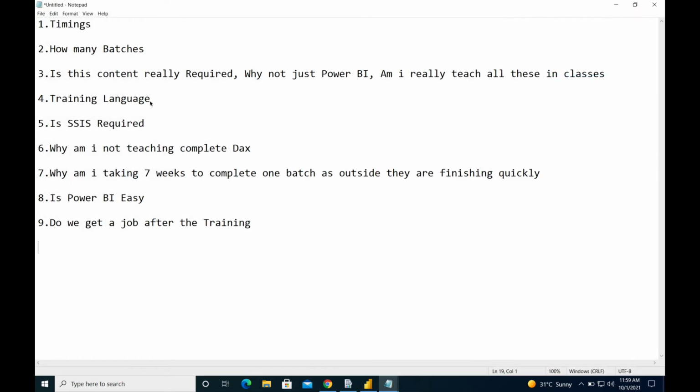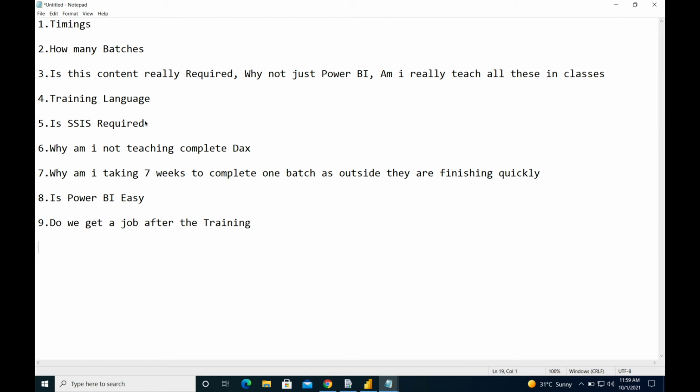The training language is English, but I am from Andhra Pradesh. I know Telugu. I also speak Tamil. So if someone would like to discuss in Telugu, yes, I can explain in Telugu in the classes. Or if that's not possible, I can also connect with you personally. I'll call you and explain that. So that will not be any problem with me.